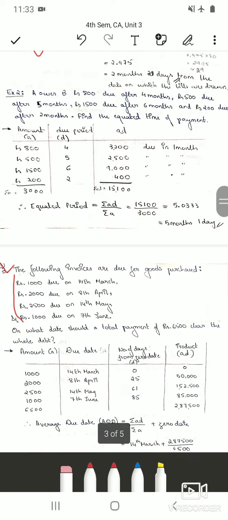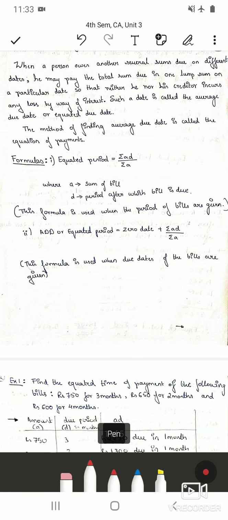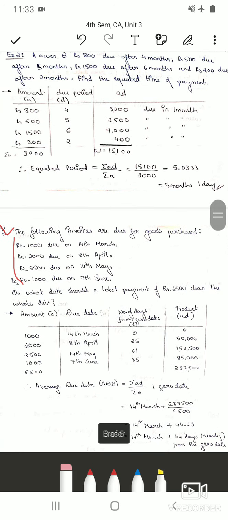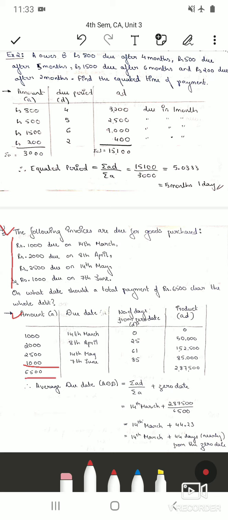So when bill dates are given, we had seen we will be using this formula, which is 0 date plus summation AD by summation A. So first A is given, which is amount. So you have 4 amounts, which is 1000, 2000, 2500 and 1000. So add it, you will get summation A, which is 6500. See, it is same as what is given.